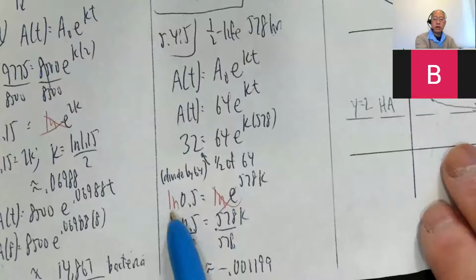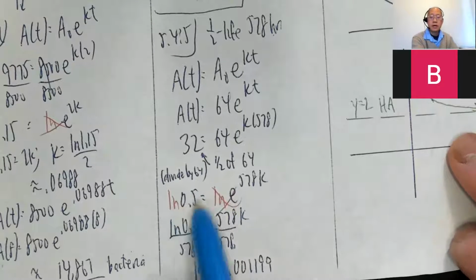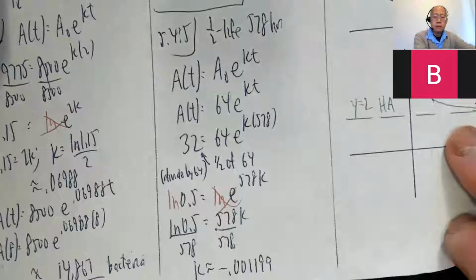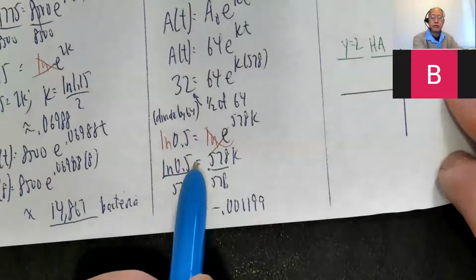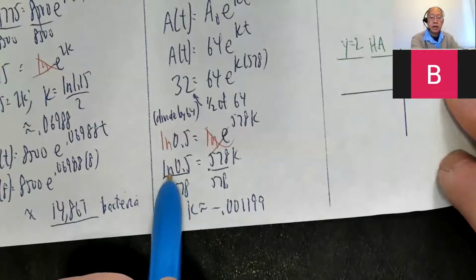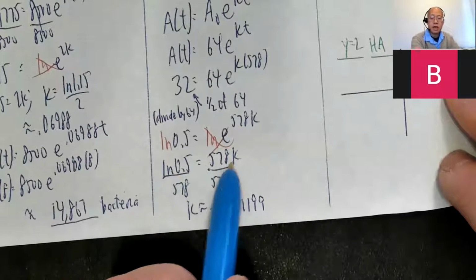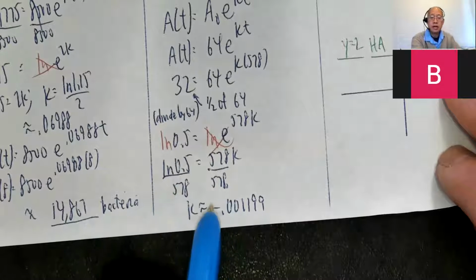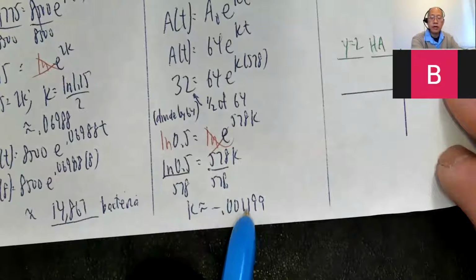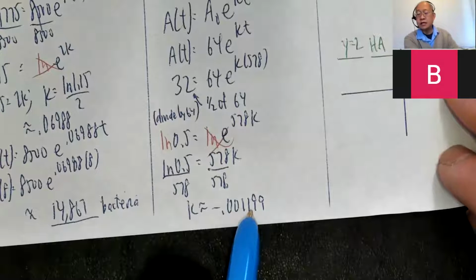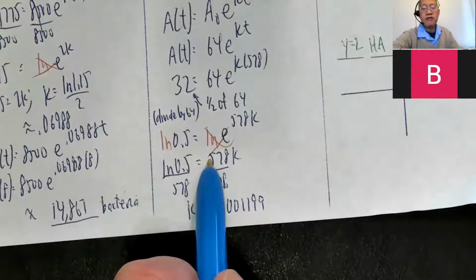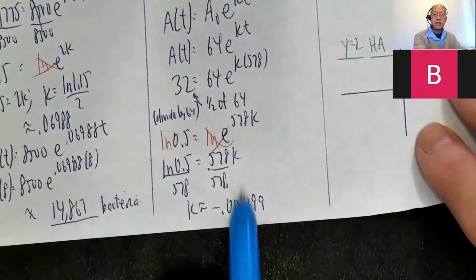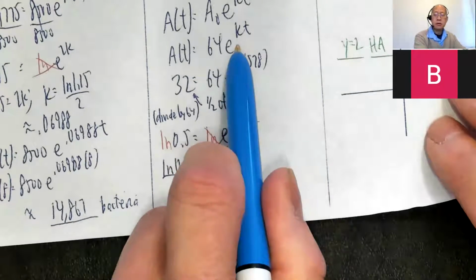Divide by 64. Get 0.5 equals e^(578k). Take the natural log of both sides. After all, these problems are the same. ln 0.5 is 578k. Divide by 578. Punch it in the machine: negative 0.001199. And yes, it does make sense that it comes out negative, as it should, because it's a decay.